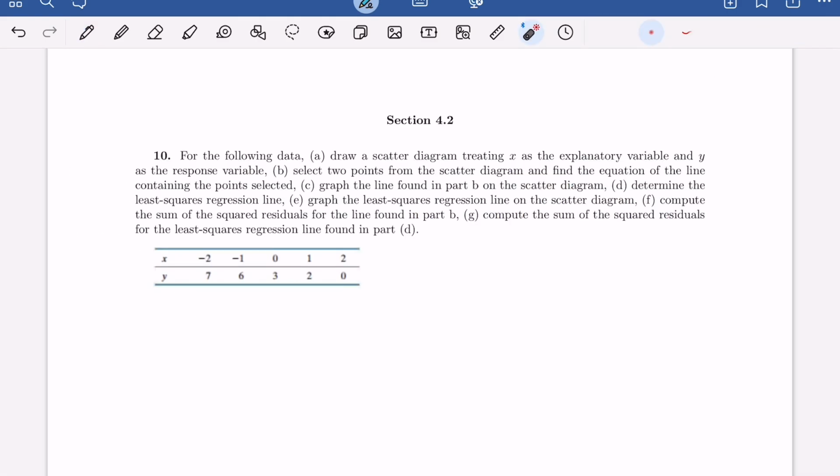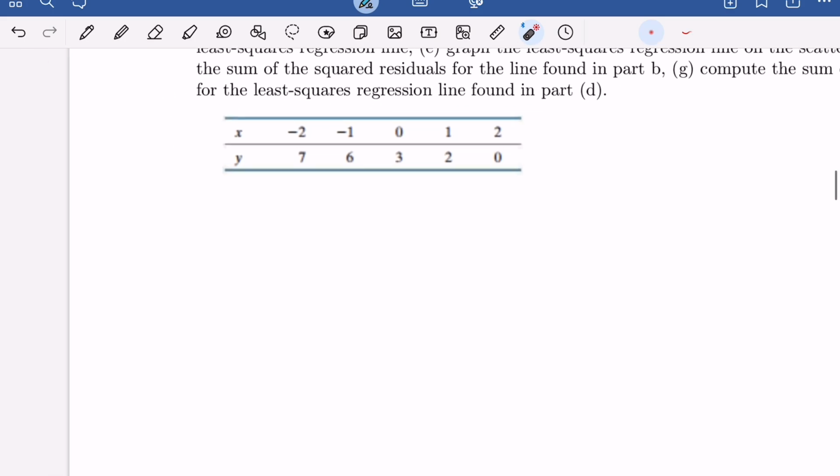All right, so this brings us to section 4.2, question 10 here. So for the data and in this table, we're going to be answering a bunch of different questions. The first being, we're going to draw a scatter diagram treating x as the explanatory variable and then y as the response variable. So let's do that in the corner here.